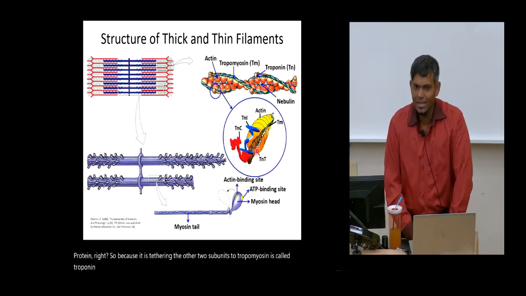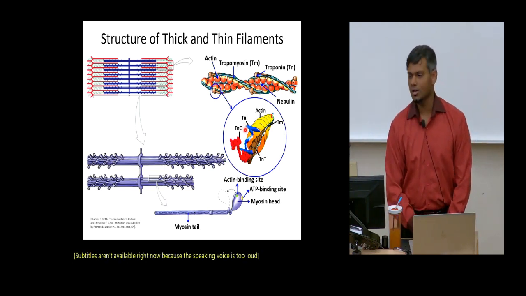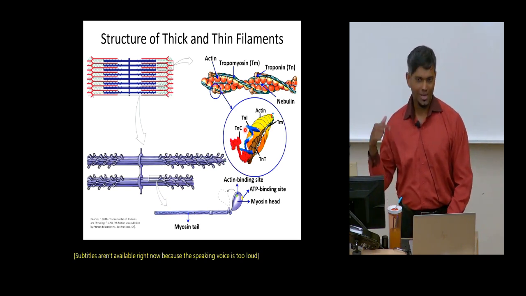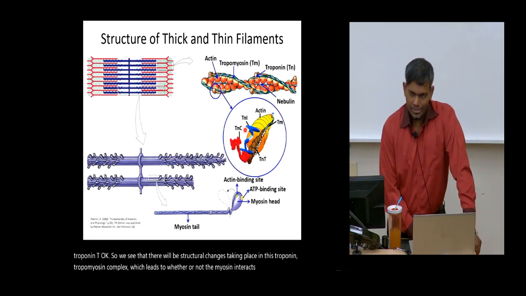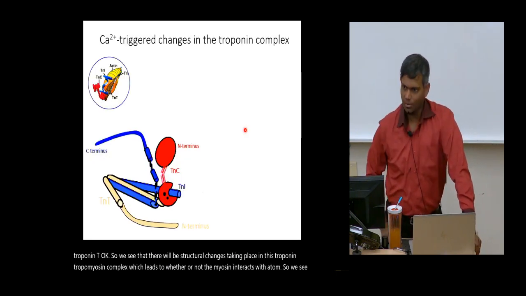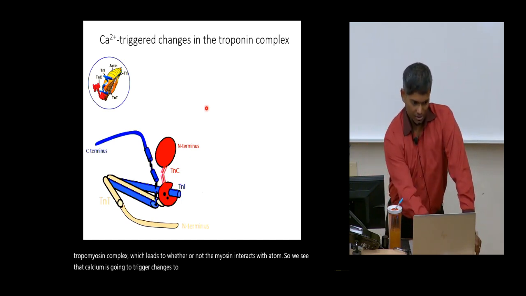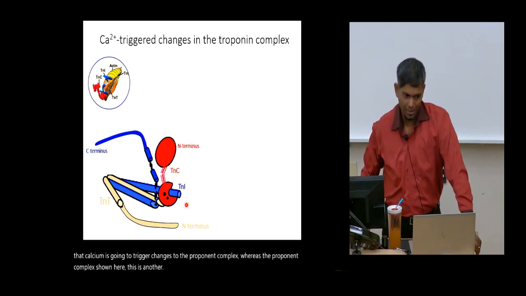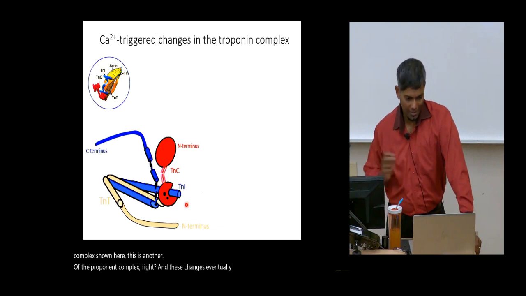Okay, so we see that there will be structural changes taking place in this troponin-tropomyosin complex, which determine whether or not the myosin interacts with actin. So we see that calcium is going to trigger changes to the troponin complex. So here's the troponin complex shown here. This is another representation of the troponin complex, right? And these changes eventually allow actin to bind to myosin.